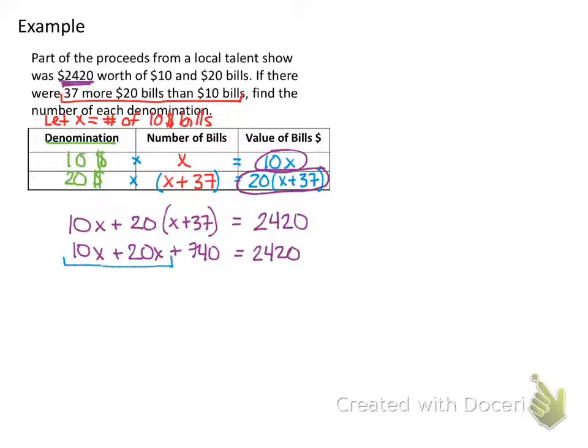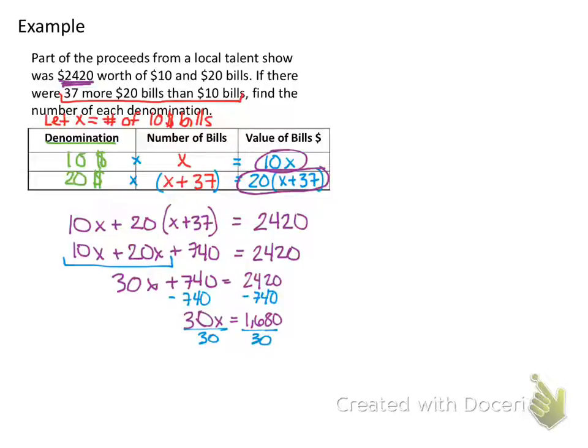Combine like terms. That'll give me 30x plus 740 equals 2,420. Backwards through PEMDAS, subtracting 740 from both sides. I get 30x equals 2,420 minus 740, which is 1,680. Divide both sides by 30. And so I get x equals, divide by 30, 56.